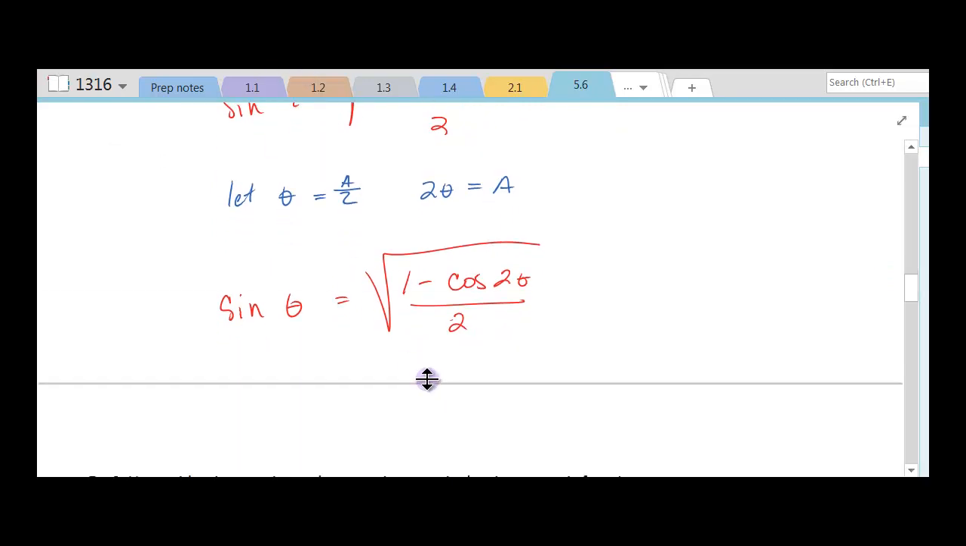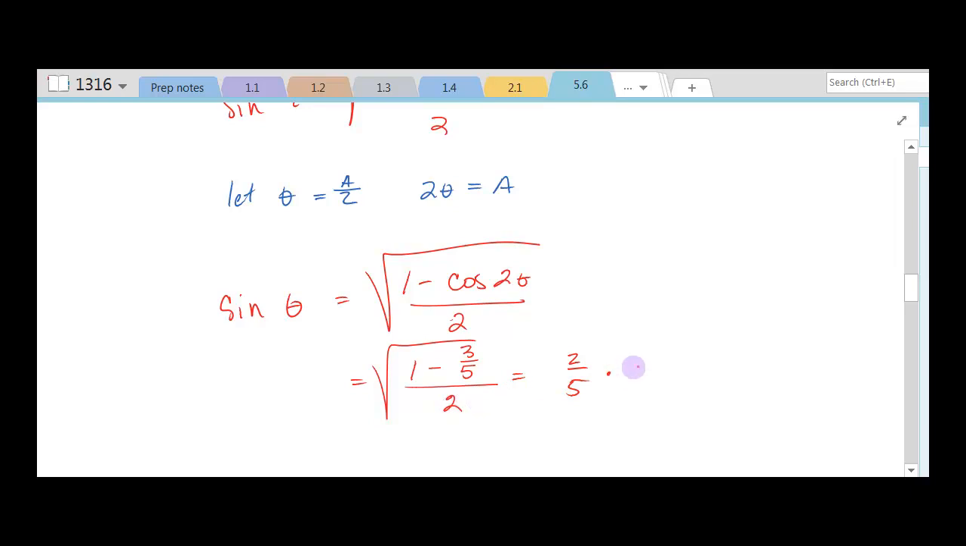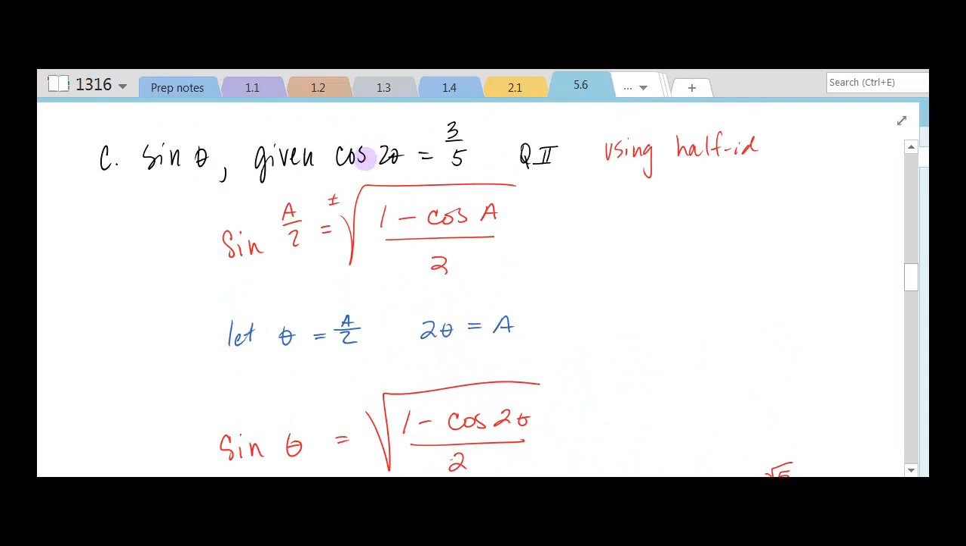So we're going to say sine of theta is equal to the square root of 1 minus 3/5, divided by 2. Simplify this. So 1 minus 3/5 would be 2/5, divided by 2 or multiplied by 1/2. Those two cancel, and I'm left with 1 over the square root of 5, which is going to simplify into the square root of 5 over 5. And that's the exact value for the sine of theta given the cosine of 2 theta.